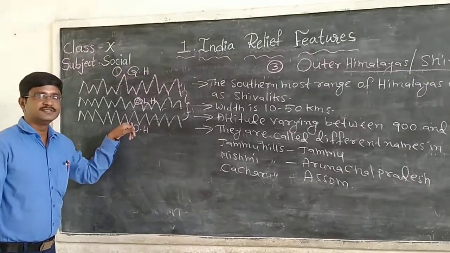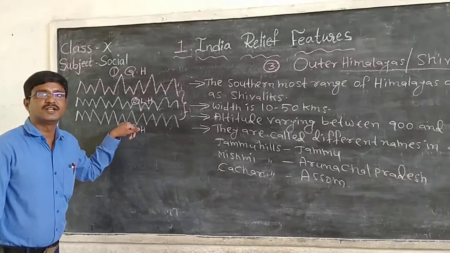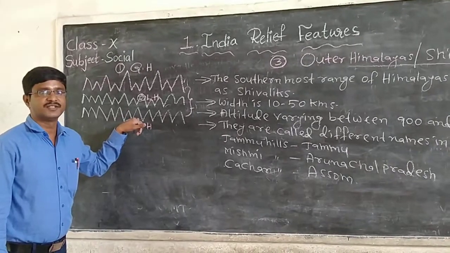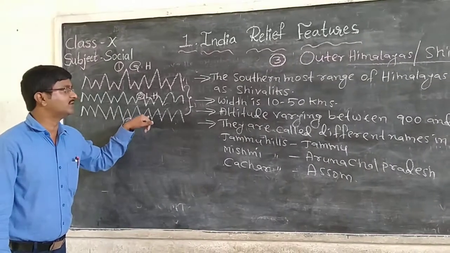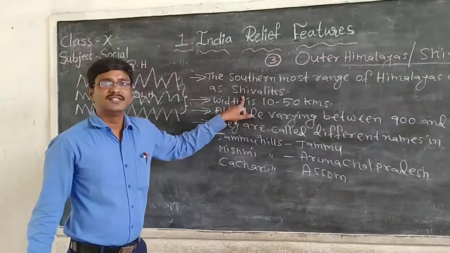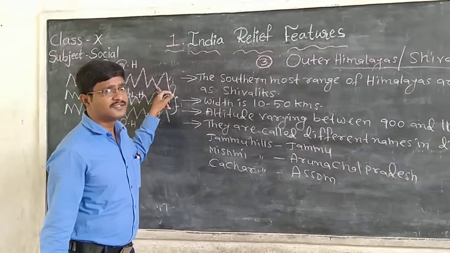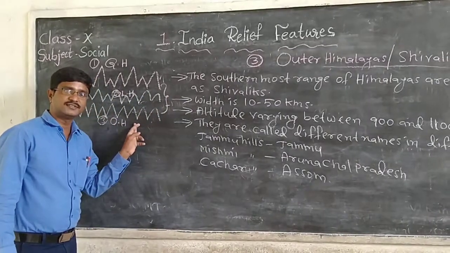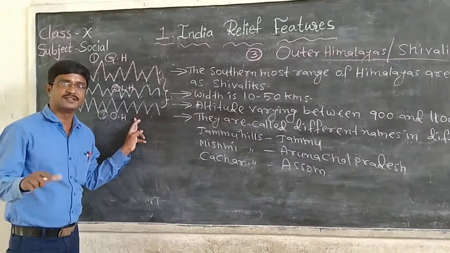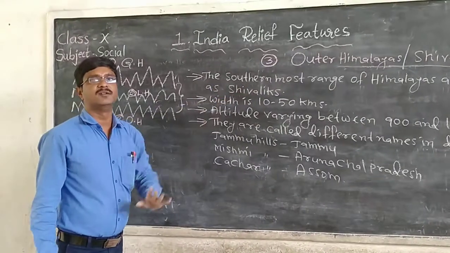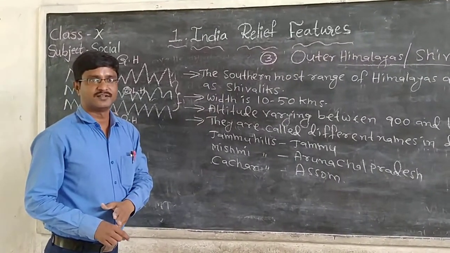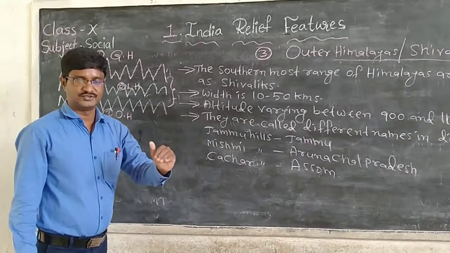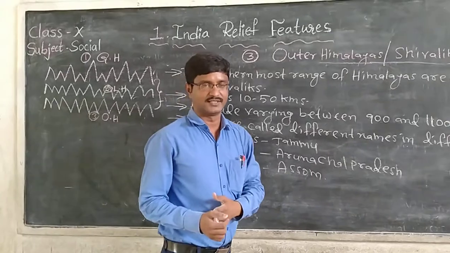Where is this? It is located on the south side. This is the southernmost range. The southernmost range of the Himalayas is known as Shivaliks. Northernmost range is known as Greater Himalayas. Southernmost range is known as Shivaliks. What is the other name of Shivaliks? Outer Himalayas. Is it clear? Have you understood the definition? The southernmost range of the Himalayas is known as Shivaliks or Outer Himalayas.